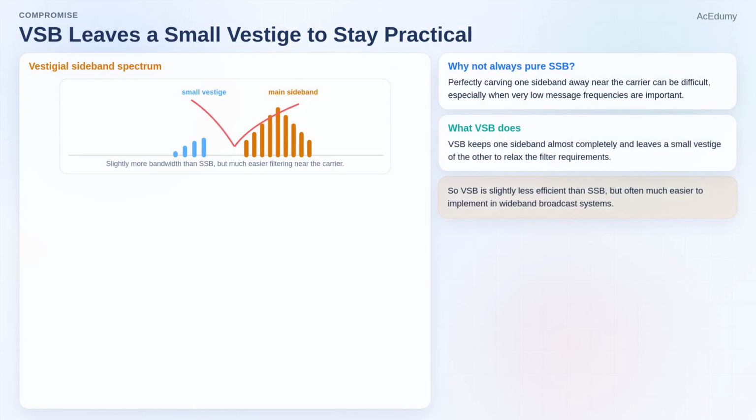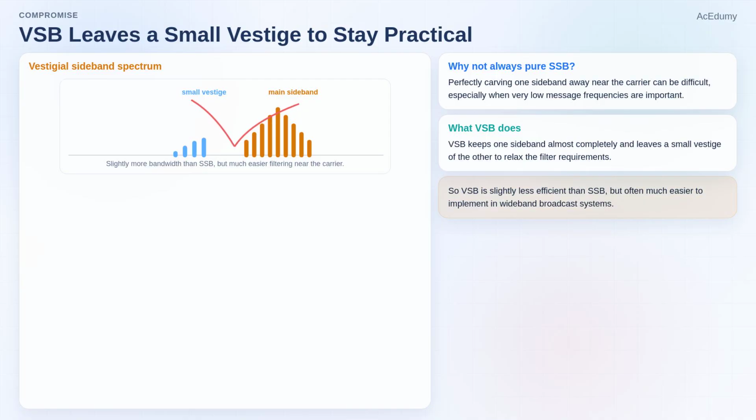Vestigial sideband, or VSB, is the practical compromise. Pure SSB is efficient, but near the carrier frequency, it can be difficult to realize the ideal sharp filter that removes exactly one sideband and nothing else. This becomes especially awkward when very low message frequencies matter.